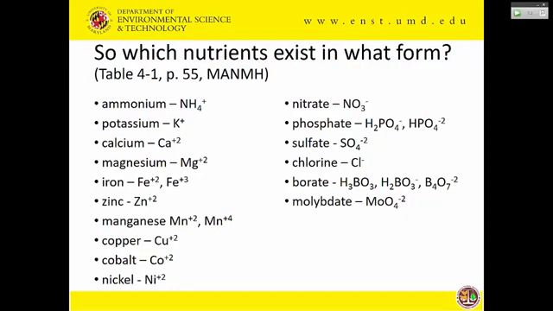Okay, so again, this is back to the Mid-Atlantic Nutrient Management Handbook. This is Table 4.1. And on the left side here, we have all the nutrient forms that exist as a cation. And on the right, we have all the nutrient forms that exist as an anion. And like I said, some of them are both. Nitrogen has a cationic form, ammonium, but it also has an anionic form, nitrate.